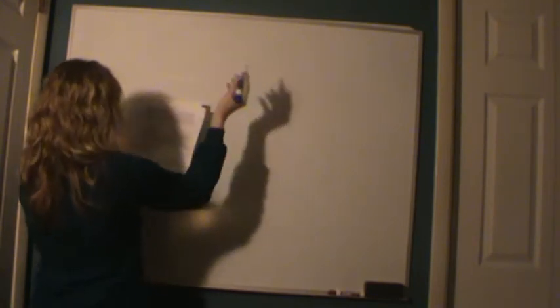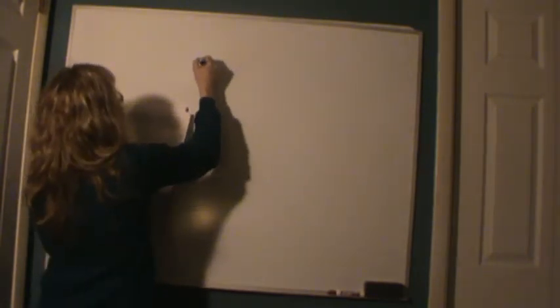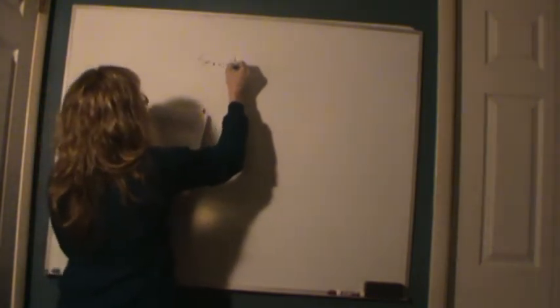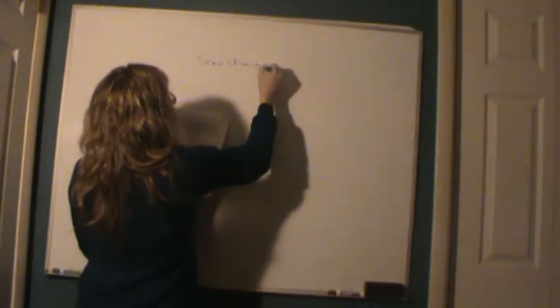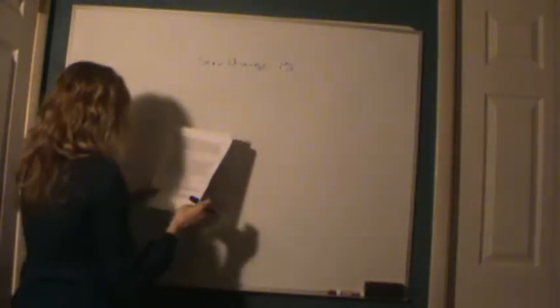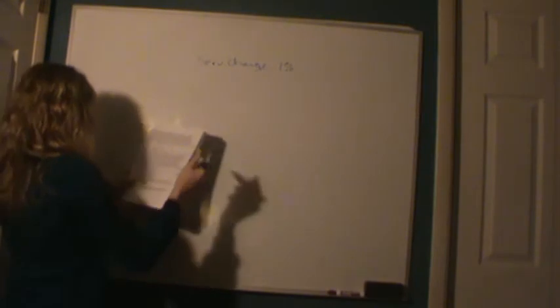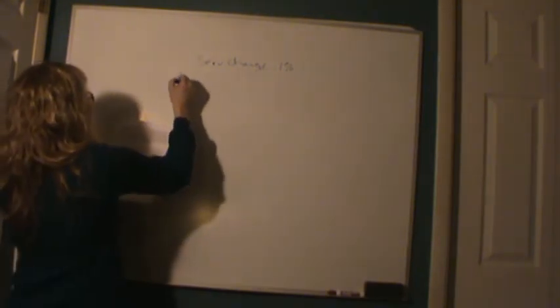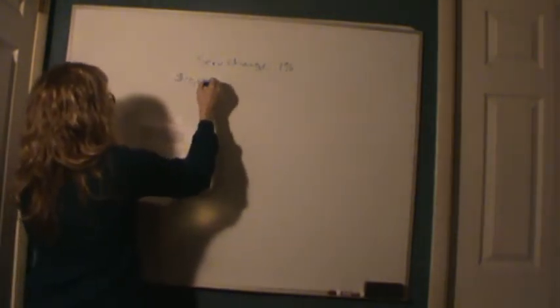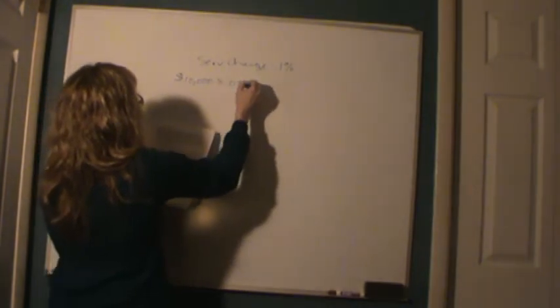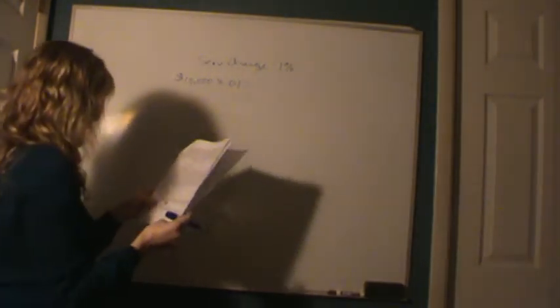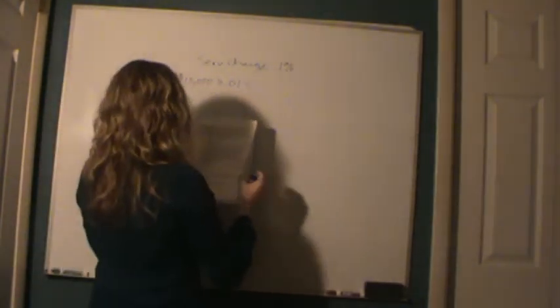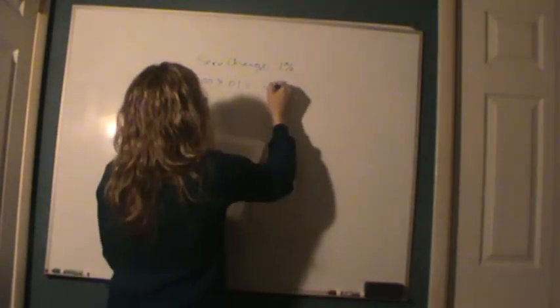So first of all, we're going to have a service charge, right? And our service charge is 1%. Okay, so we have 10,000 of receivables. If we want to know how much the service charge is, it's 1% of 10,000. So that's going to make it $100.